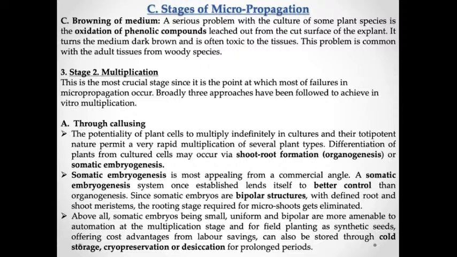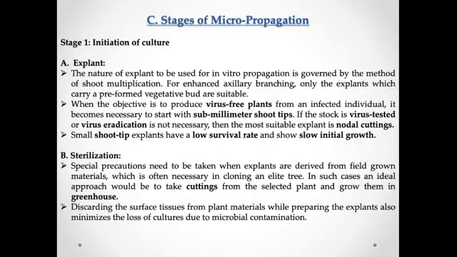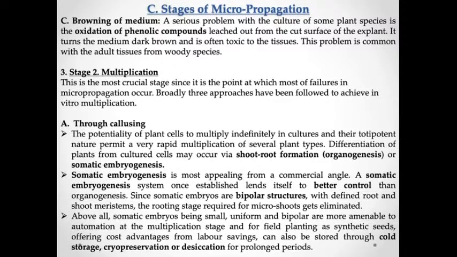Then the third part in stage 1, after sterilization, is browning of the medium. A serious problem with the culture of some plant species is the oxidation of phenolic compounds. Phenolic compounds could be oxidized within the cell surface, or could be leached at the surface of the explant. It turns the medium dark brown and is often toxic to the tissues. This problem is common with adult tissues from woody species. From woody species, that is quite common.